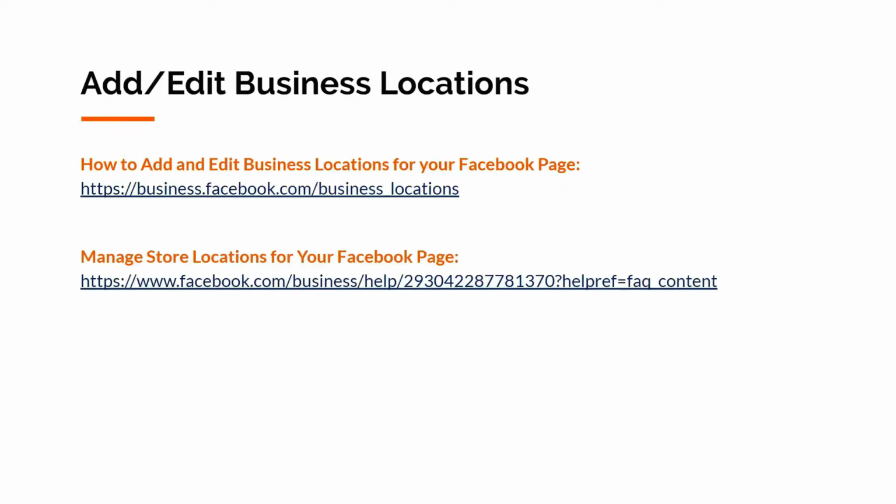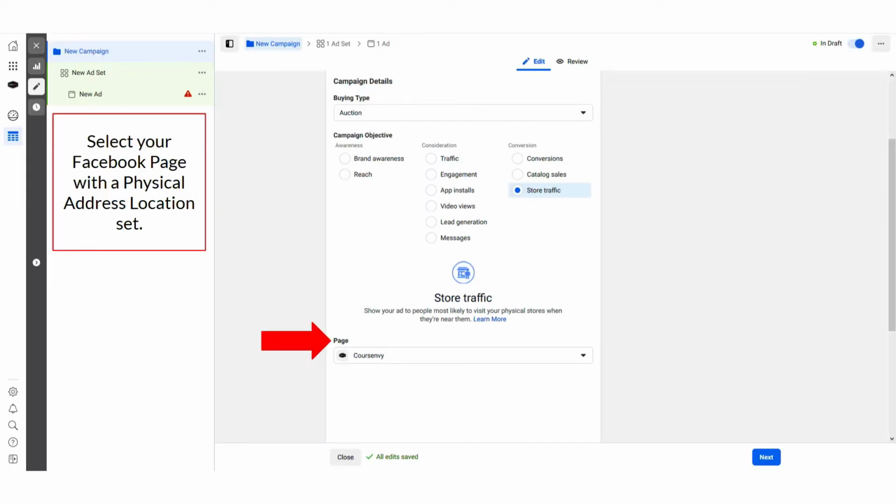So if you haven't done this yet, you need to add or edit your business locations. You can do this at business.facebook.com/business locations. Store traffic ads are optimized for reach. Remember, the typical goal of reach is to target everyone in a certain area. So we've selected our page, click continue.